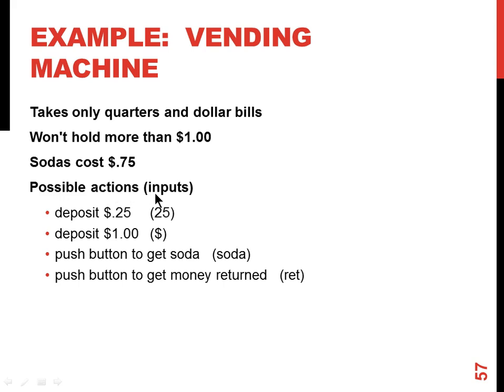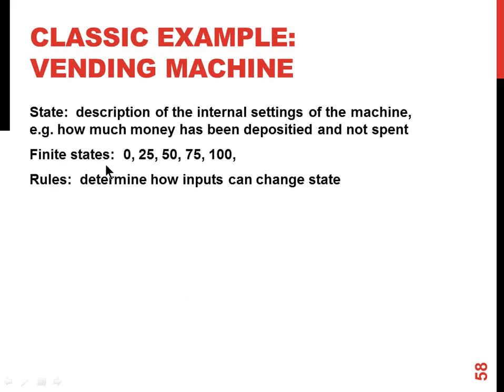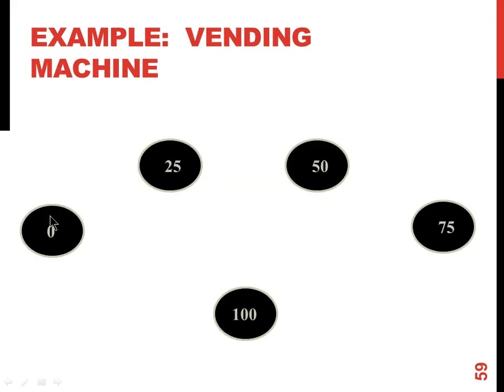So what are the possible inputs? You can deposit a quarter or you can deposit $1. Then you can push the button to get the soda, and you can push a button, in case you have paid more money, to return the remaining amount of money. These are the finite states that we can say if you want to implement this using the FSM, which are basically the currency values 0, 25, 50 cents, 75 cents, and $1. Determine how inputs can change states. So these are my states: 0 cents, 25 cents, 50 cents, 75 cents, 100 cents.